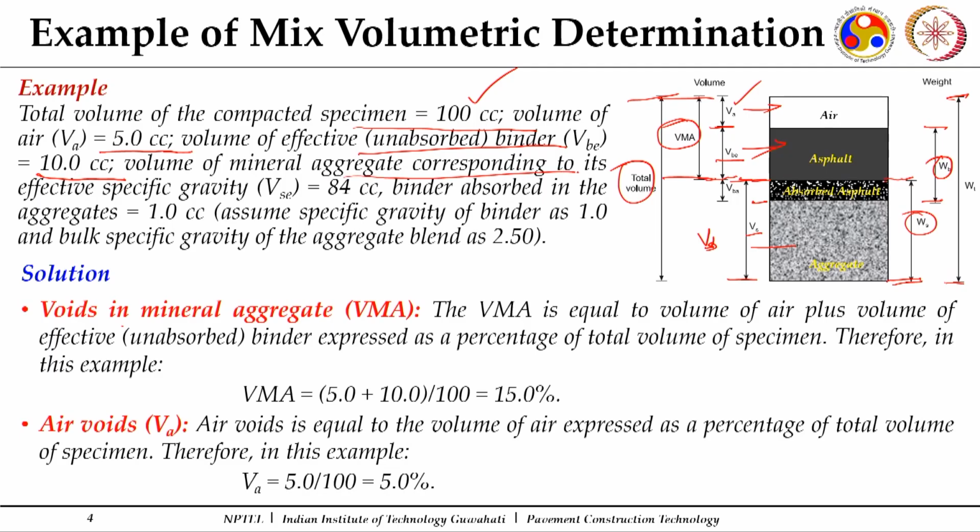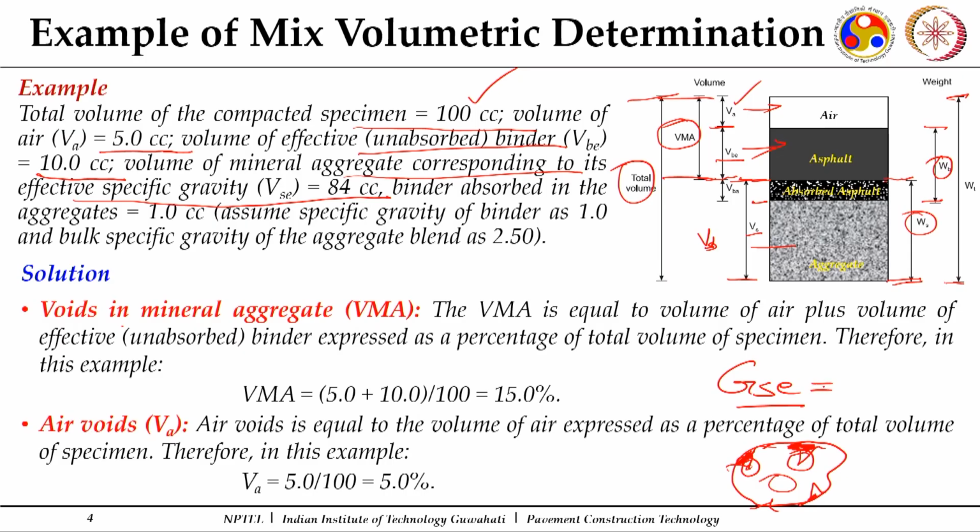Volume of mineral aggregates corresponding to its effective specific gravity. We discussed in the previous lecture that there is an aggregate, and there may be some surface voids. A part of it may be filled with binder which gets absorbed on the surface. So, the remaining voids, this plus this volume, will be your effective volume. It does not include the voids which get filled with water. So, that is your GSE, effective specific gravity.